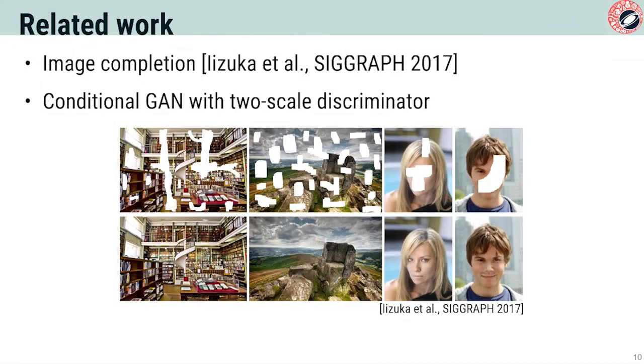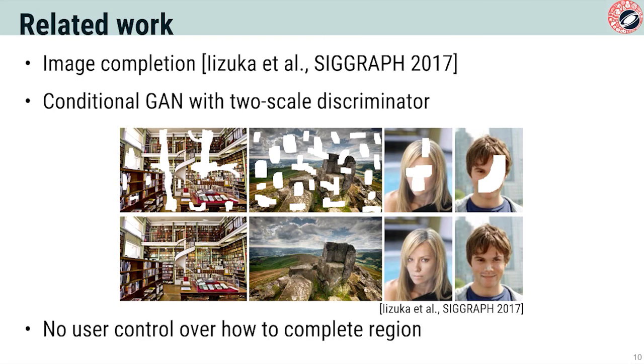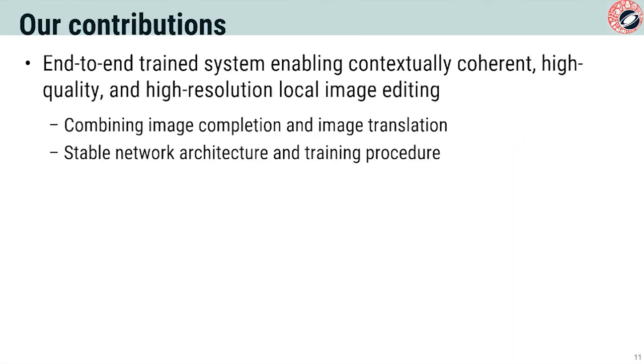Conditional GANs have also been applied to address the image completion problem. In their SIGGRAPH paper last year, Iizuka and colleagues proposed an innovative two-scale discriminator to achieve high-quality outputs. While image completion involves local image modifications, users have no control over how to complete missing regions.